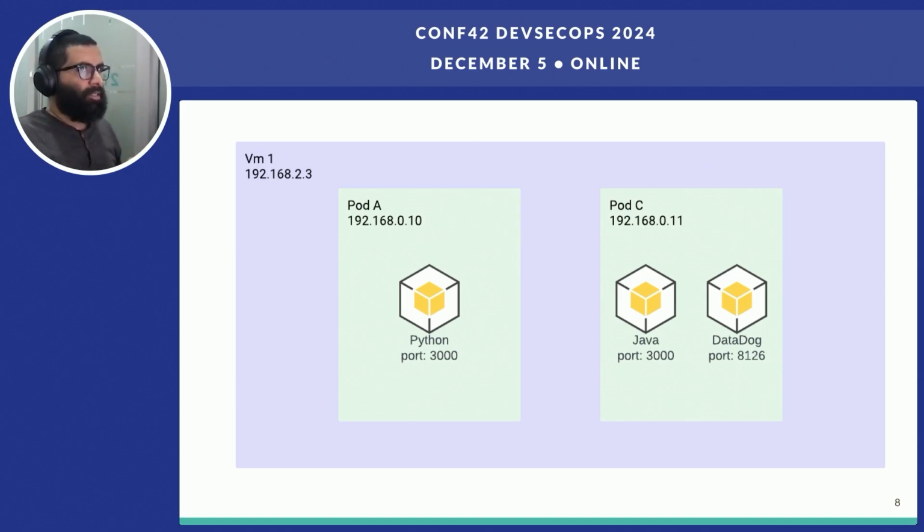Pod A has address 0.10 and is running a Python application on port 3000. Pod C has IP of 0.11 and contains two containers, one running a Java application on port 3000 and the other running a Datadog agent.